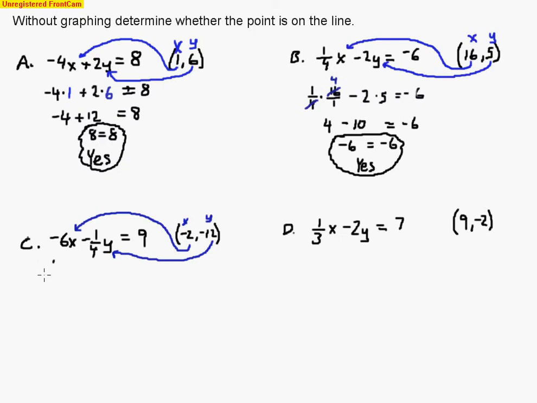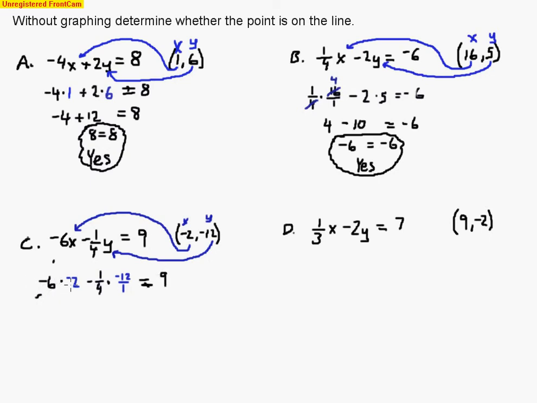And we'll bring down this negative 6 times, but in place of that x, we're going to end up putting that negative 2. And then we bring down that minus 1/4, and then we multiply by negative 12. But remember, since we've got a fraction, I'm going to write this negative 12 as a fraction, negative 12 over 1. And then we're going to see, once we multiply and evaluate a little further, does this truly equal 9? So we go ahead and do some work there.